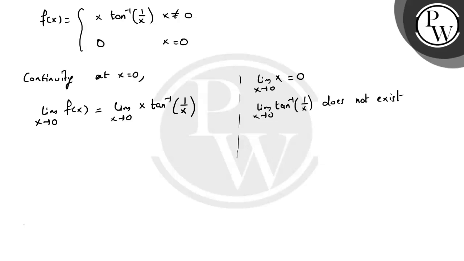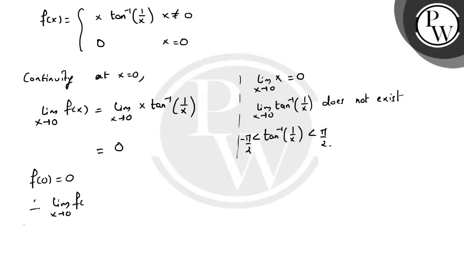Further, we have function tan inverse of x is bounded by minus pi by 2 and pi by 2. So we have tan inverse of 1 by x is a bounded function, and x, limit x tends to 0, x goes to 0. So the final limiting value for this limit is 0. And also f(0) is equal to 0, so therefore limit x tends to 0 f(x) is equal to f(0), and so therefore f is continuous at x equals 0.